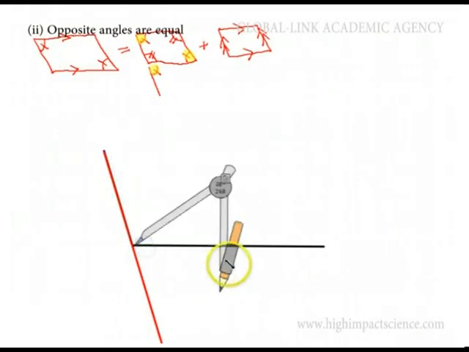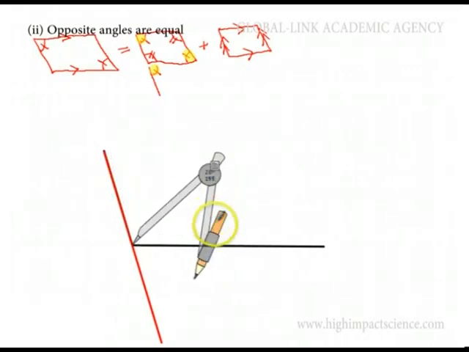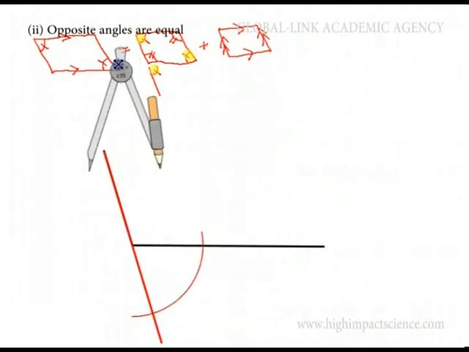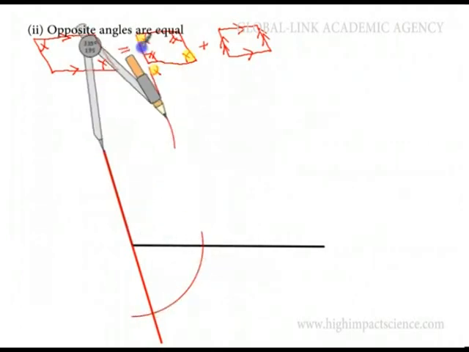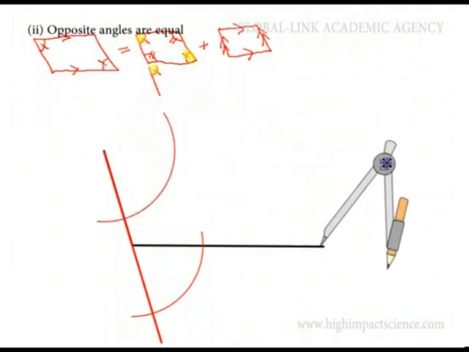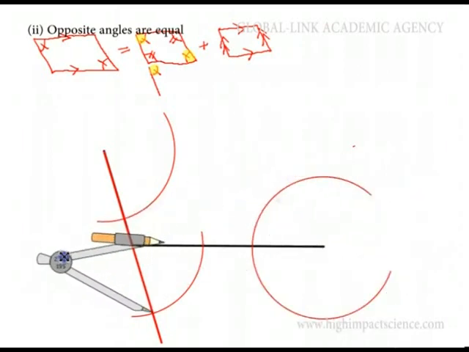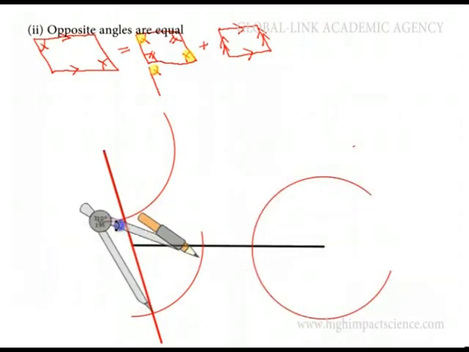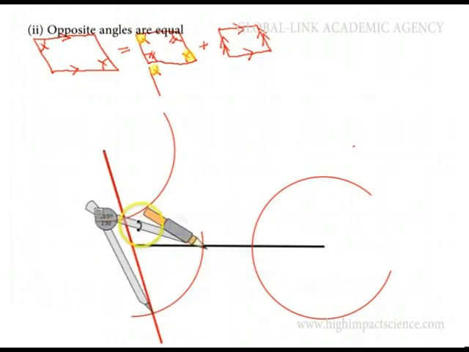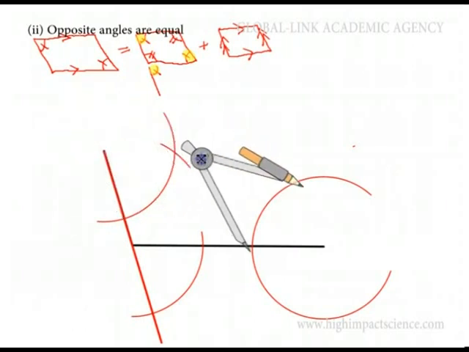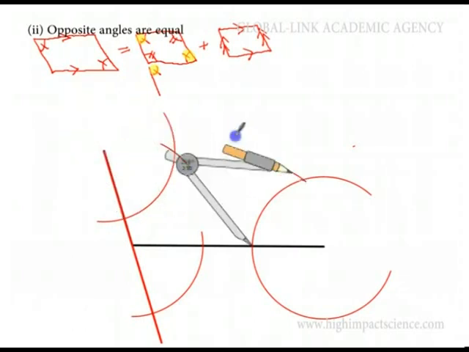Start at the vertex and draw an arc that cuts both the lines. Draw a similar one up here. Then another one here. We just want to do them all at once. Then we measure this distance. Copy that length here, and again here.